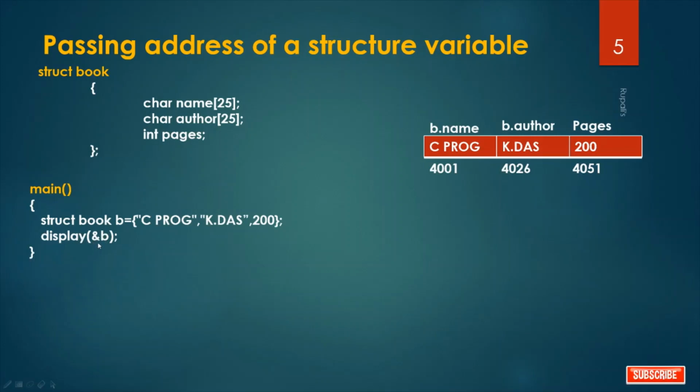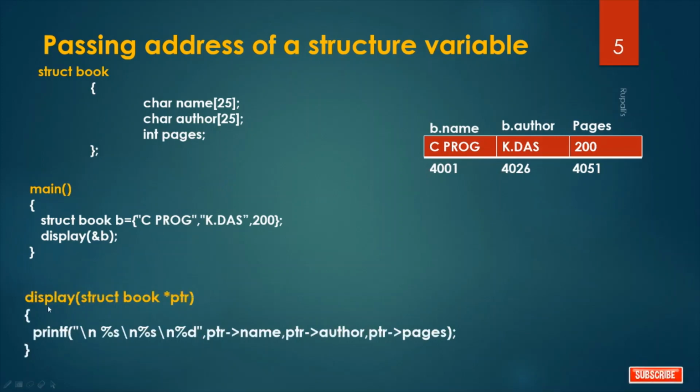Address of b always means the starting address or the base address. It is 4001. So I call one function display and I am passing the address of b. Address of b means the base address, that I am passing 4001. So 4001 is the address of what? 4001 is the address of this structure.